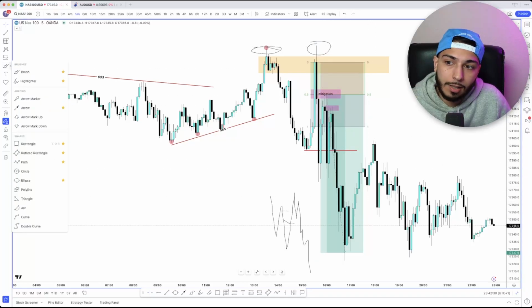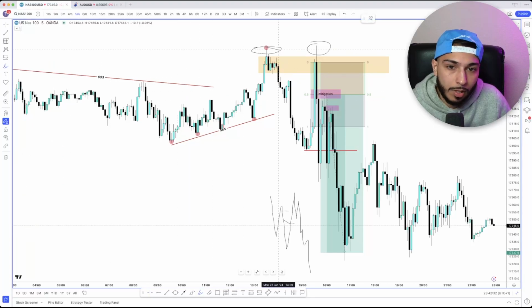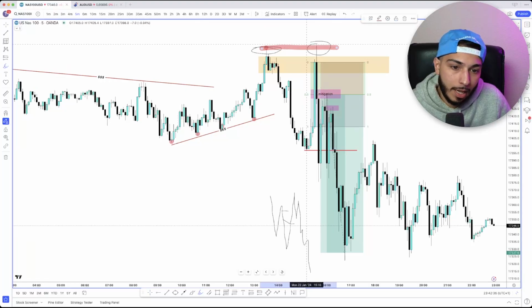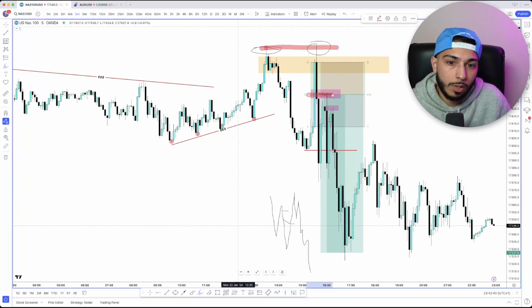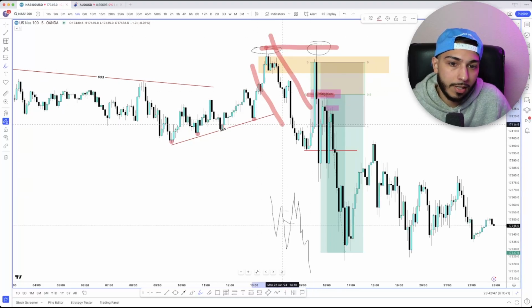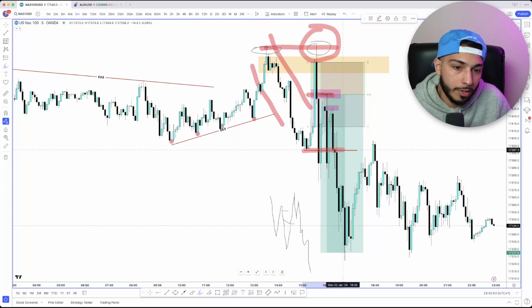Being able to not be married to your setup is super key, because let's say you get stopped out, even though the sell bias was correct, you can wait patiently for something else to line up that makes a little bit more sense with more confirmations. When we look at this, we're like, okay, I see there was a little buildup happening here. I see that there were stops up here. We had our liquidity grab, and right after that, there was a break of structure.